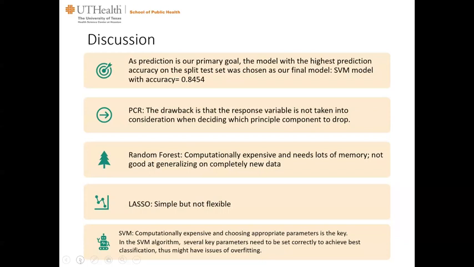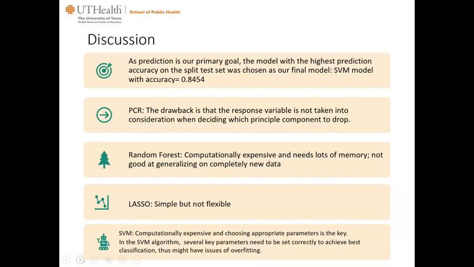Lasso, when the least squares estimates have excessively high variance, the lasso solution can yield a reduction in variance at the expense of a small increase in bias, and consequently can generate more accurate predictions. The lasso performs variable selection and hence results in models that are easier to interpret. Lasso is simple but not flexible.